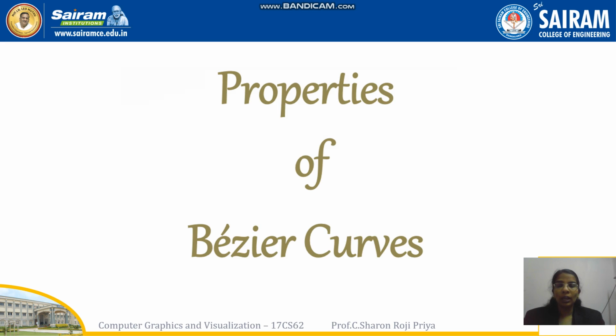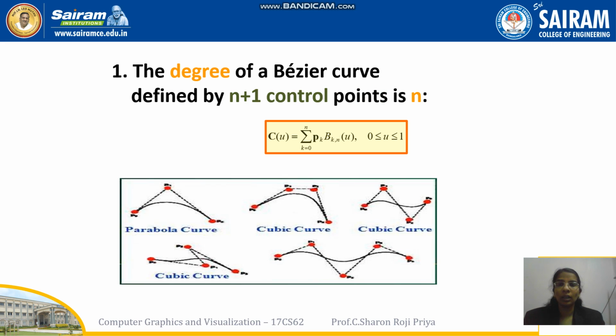Coming to the properties of a Bezier curve. How do we calculate the degree of my Bezier curve? Degree is nothing but the number of control points minus 1. So if I have 3 control points, the degree will be 2. If I have 4 control points, the degree will be 3.